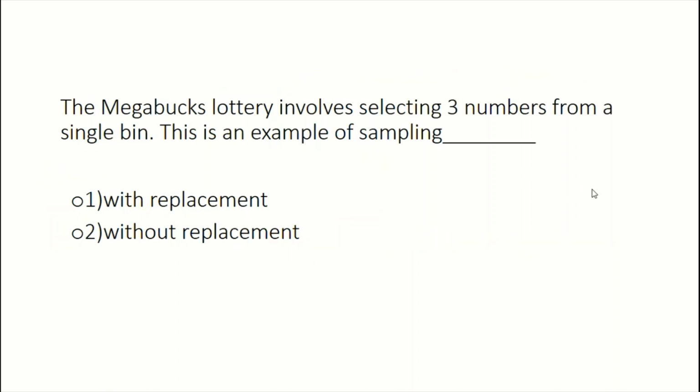The Megabucks lottery involves selecting 3 numbers from a single bin. This is an example of sampling. With replacement, or without replacement? Sampling with replacement requires that selected or picked items are replaced from where they are picked. In our case, the 3 numbers picked are not replaced after selection. Thus, this is an example of sampling without replacement.